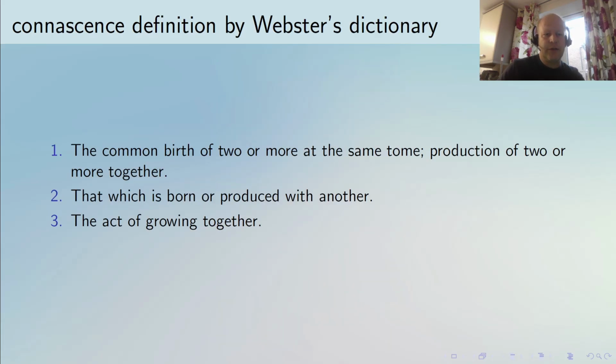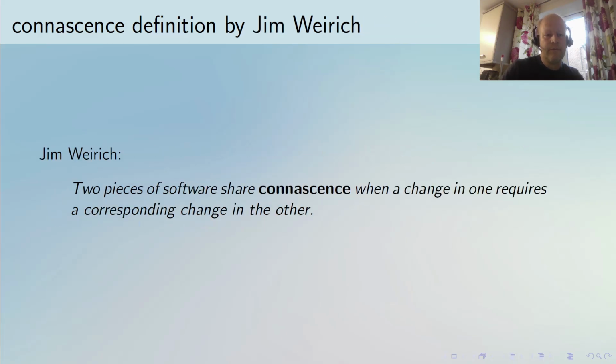The dictionary definition of connascence is the common birth of two or more at the same time, production of two or more together, that which is born or produced with another, or the act of growing together. And here's Jim Weirich's definition of connascence: two pieces of software share connascence when a change in one requires a corresponding change in the other.